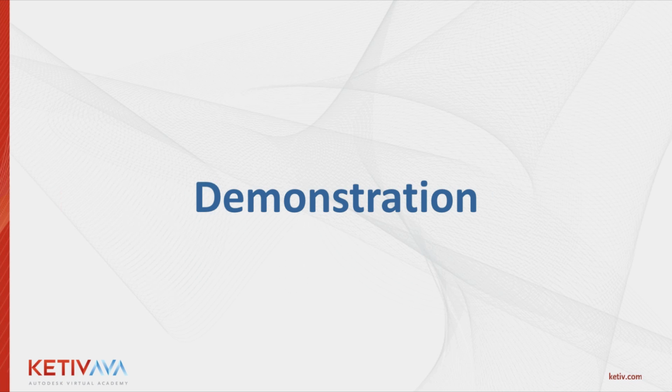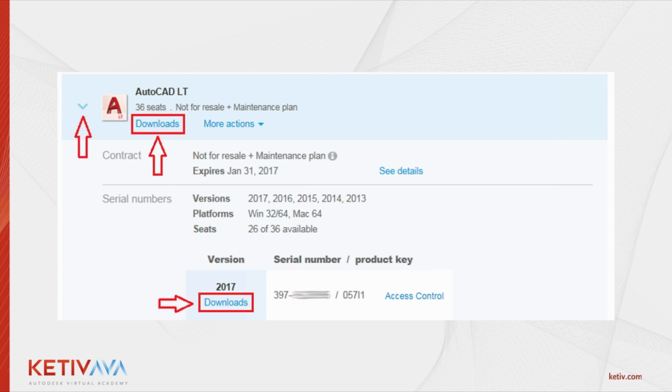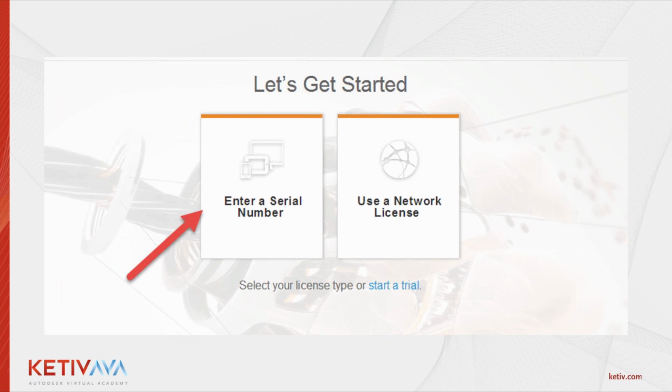So we go back to our presentation. And once it is done installing, you will have to activate it. In the case of desktop subscriptions, all you will need is a serial number and a product key, all of which, like I mentioned before, are available in the account portal. All you have to do is expand your program, the software that you want to activate, and then see the version that you're installing. In this case, it's version 2017, and it'll give me the serial number as well as the product key. Once we have that and the software is installed, once we run it for the first time, it will ask us to enter a serial number or use the network license.